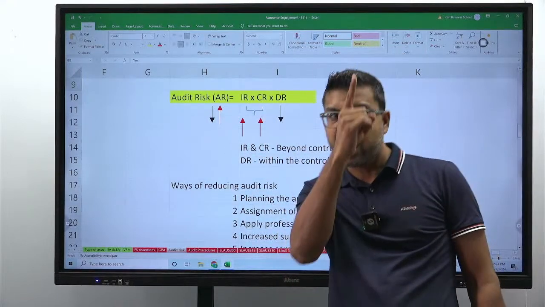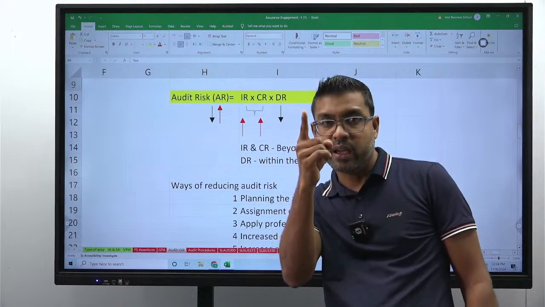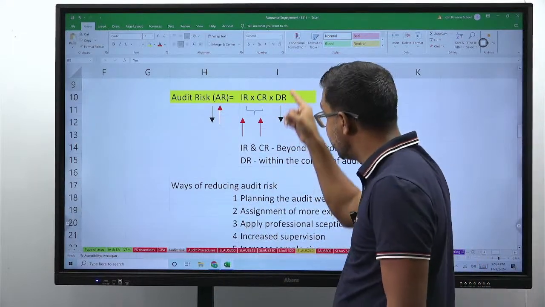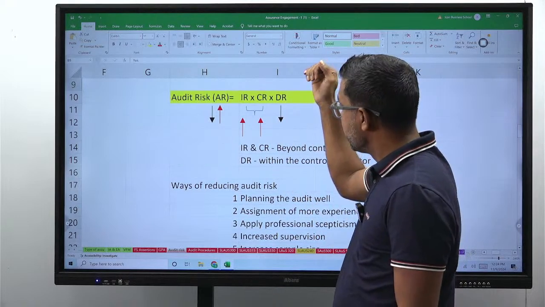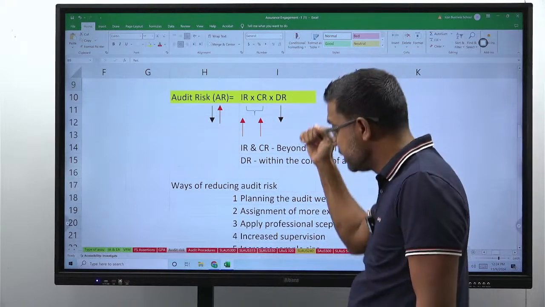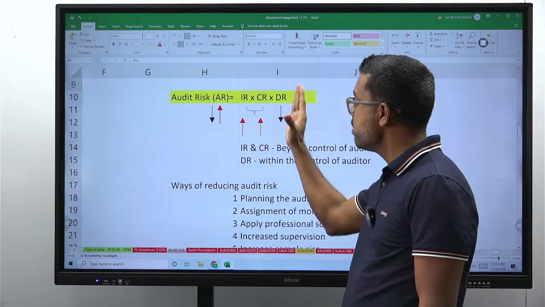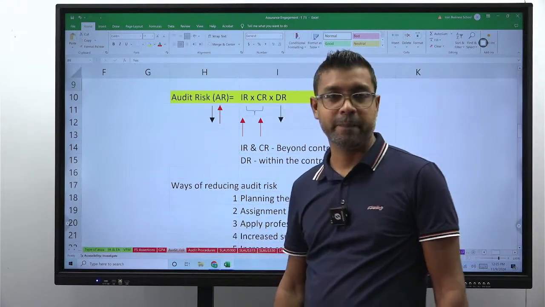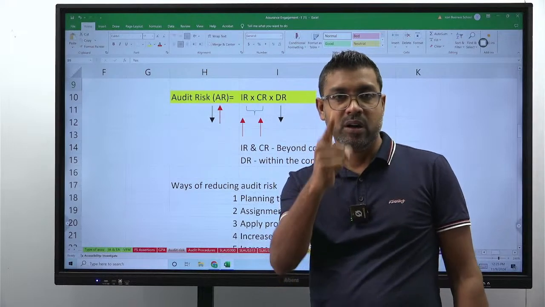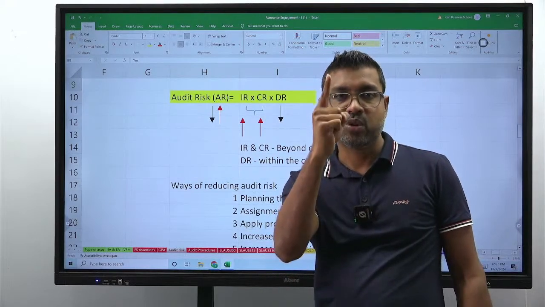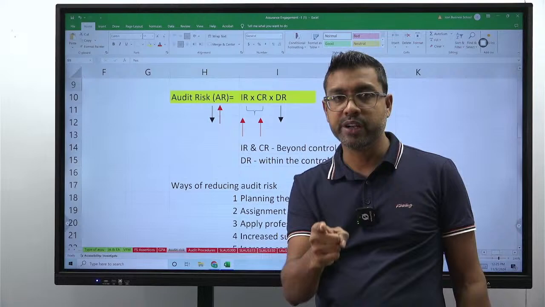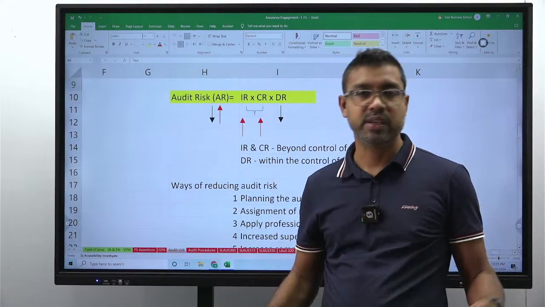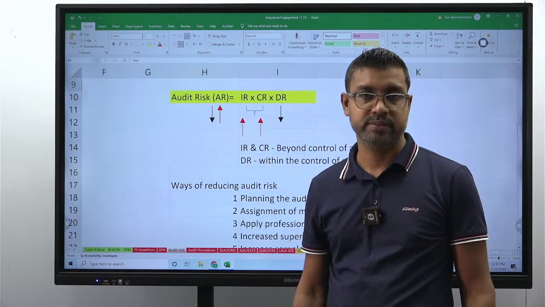Your inherent risk is high, your control risk also high. Now the auditor has to be careful. You have to reduce, you have to take this detection risk down. Then one part of the equation comes down, and audit risk also will come down. Remember, the only way to reduce audit risk is to reduce detection risk.